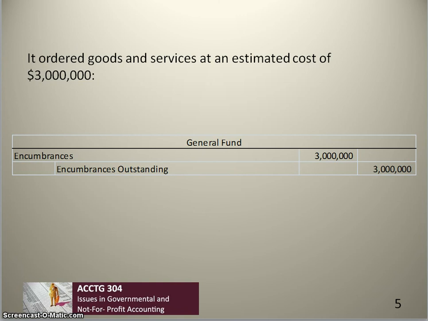But our government wants to make note that there is a claim against its appropriations account in the amount of $3 million for the goods and services it has ordered. So to do so, it uses the encumbrance entry. And it records encumbrances of $3 million. And the balancing entry for encumbrances is typically encumbrances outstanding, so we credit encumbrances outstanding for $3 million.